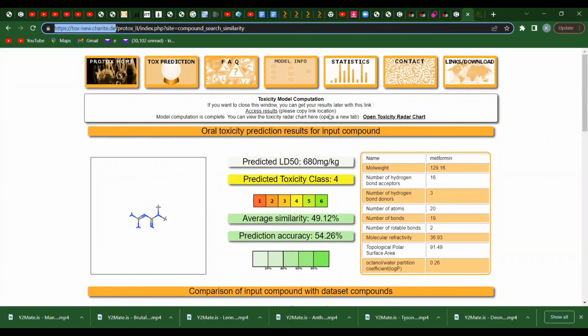And this is not limited to this server alone. There are a lot of servers, because everybody develops their own algorithm based on their knowledge and understanding. But these ones are frequently used and mostly accepted in publications. That's why I'm showing us this particular one.